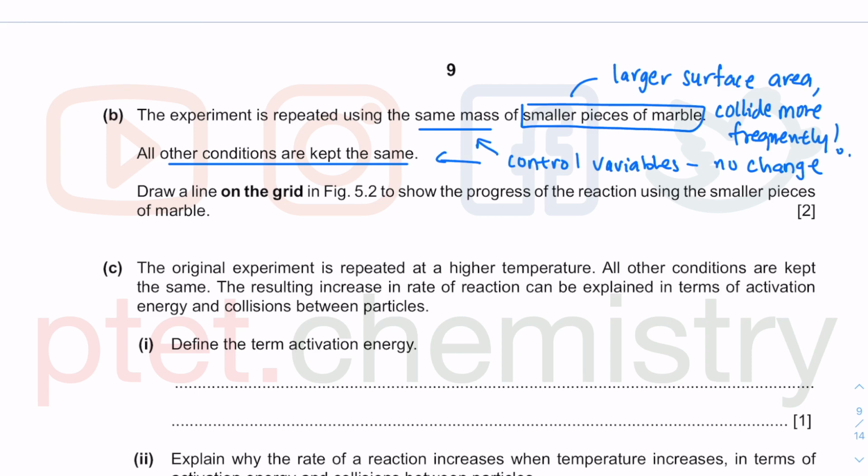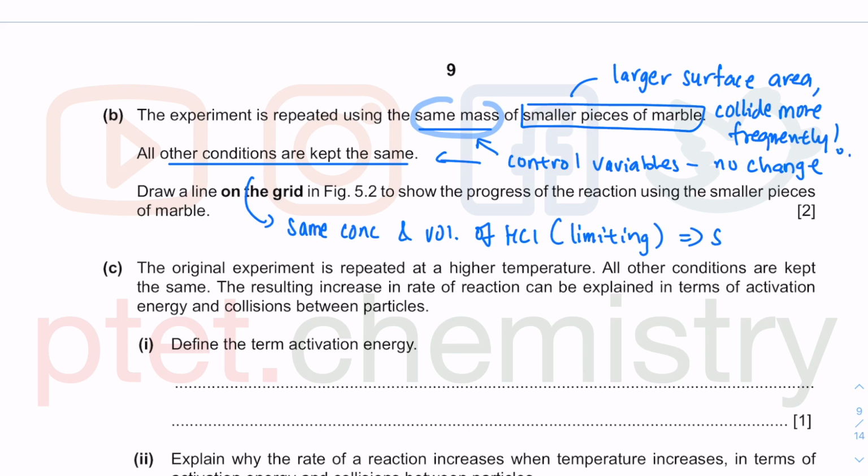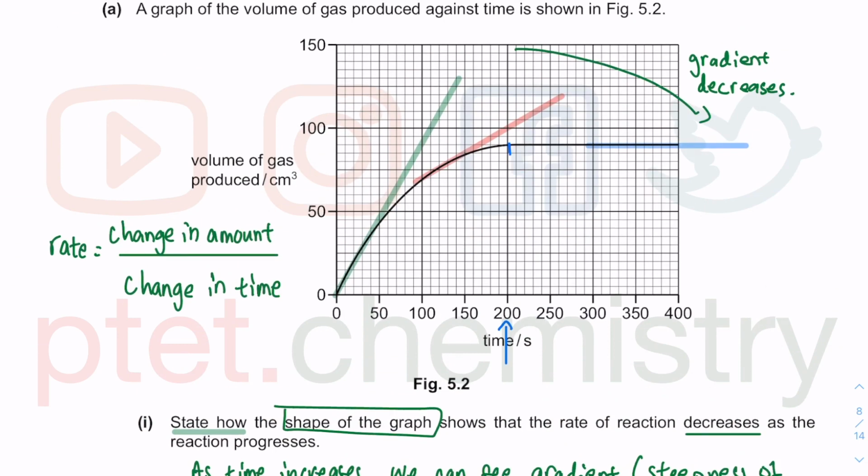So draw a line on the grid for 2 marks. You are using the same mass of the marble, and because all other conditions are the same, this includes the same concentration and the volume of HCl, which is limiting. And if the HCl is limiting and there is no change in that, you get the same volume of gas. So there is no change in how much you get, but there is a change in the rate. You get it a little bit faster, but you still get the same volume of gas there.